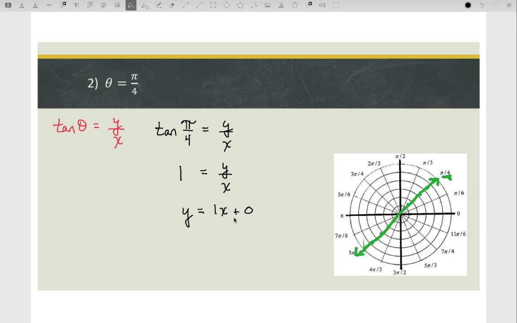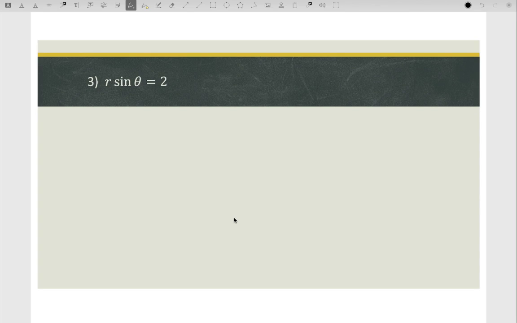Let's take a look at another. Here we have r times sine of theta is equal to 2. This is an easy one because if you remember one of our earlier equations, we know that y is equivalent to r sine of theta, so we simply make that substitution and we have y equals 2. We know this to be the graph of a horizontal line.